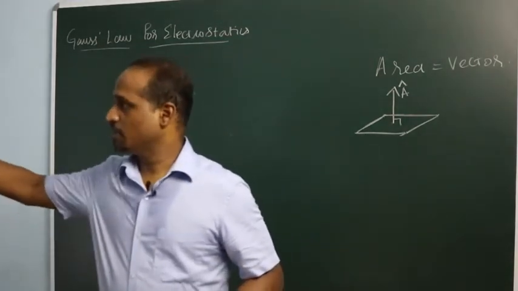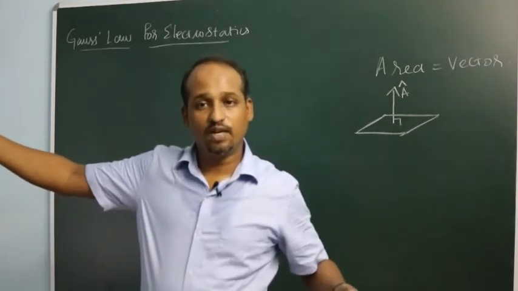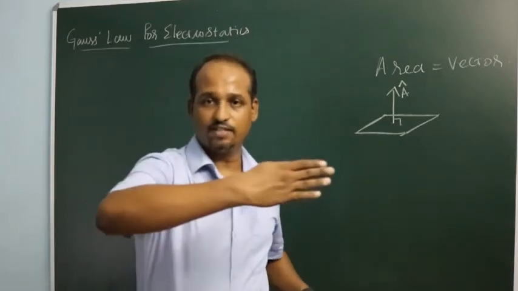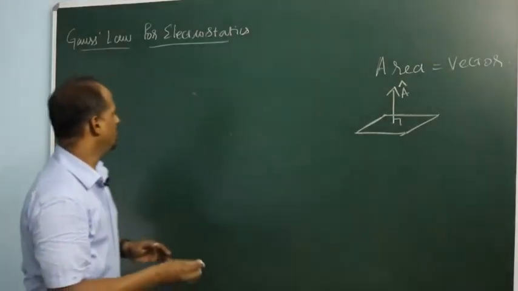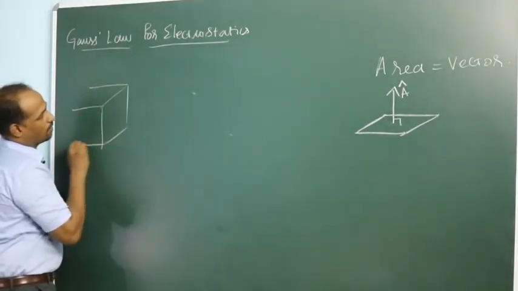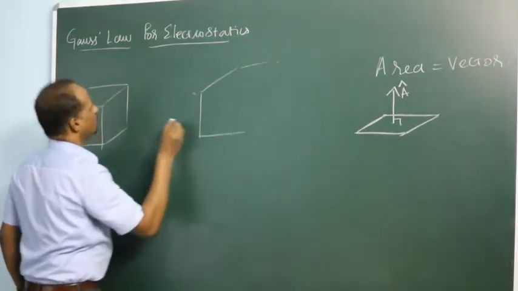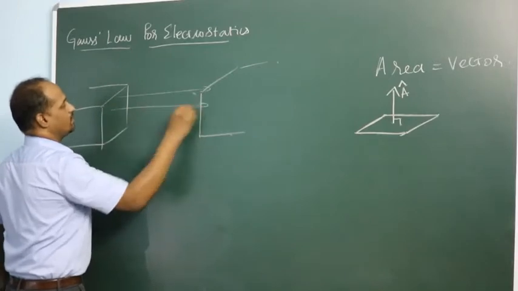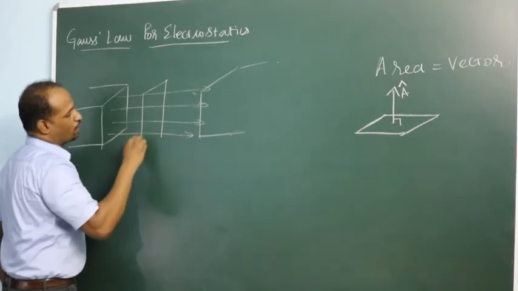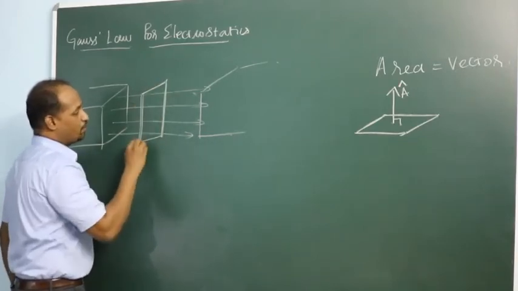If there are positive charges embedded on this wall and negative charges embedded on this wall, then the lines of force will travel from positive charge to negative charge. So lines of force are this way. Suppose this is this wall and this is the other wall, and the lines of force are traveling this way. Then electric field is defined as follows: you have to keep a unit area. Unit area means 1 meter square, 1 meter length, 1 meter breadth.